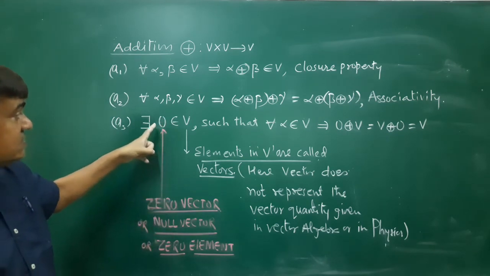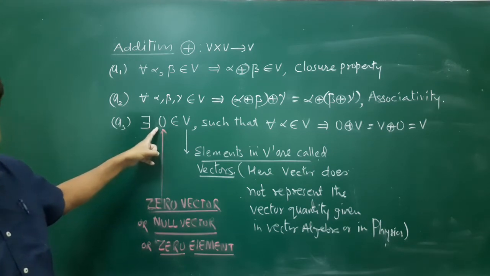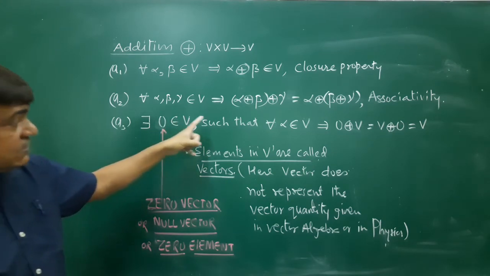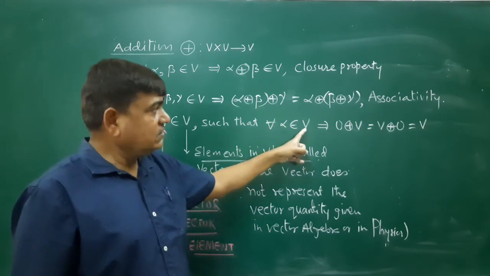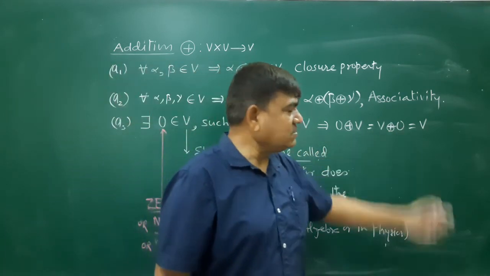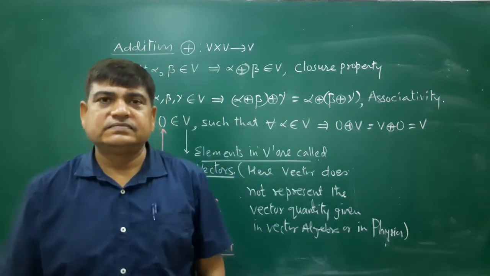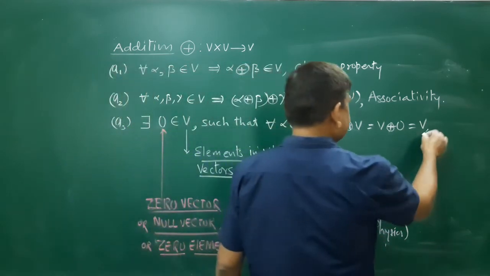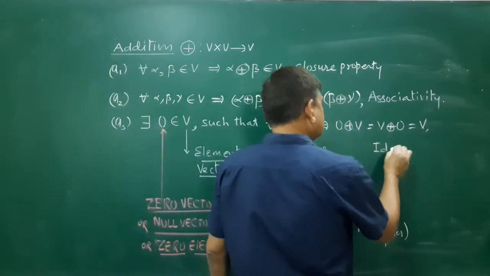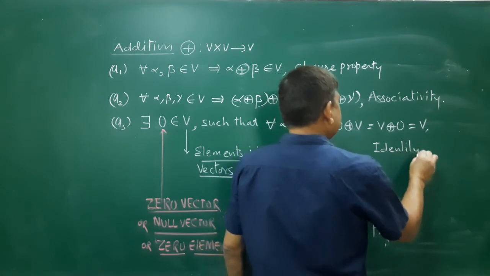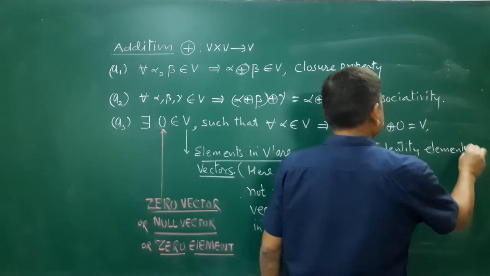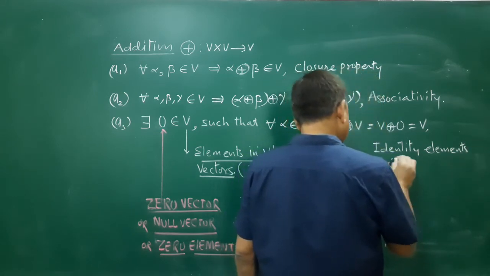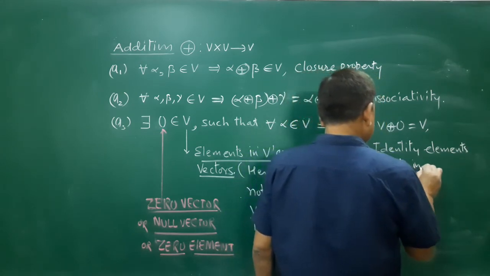There exists a 0 element such that for all alpha belonging to V, this property holds. That means the identity element exists in V.